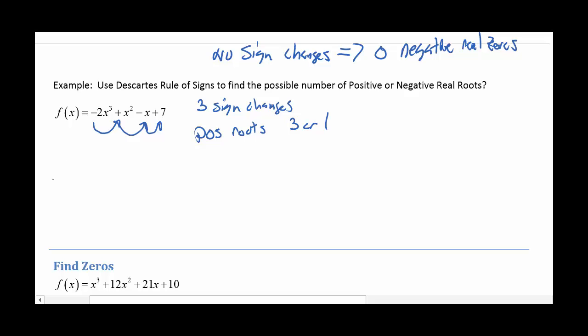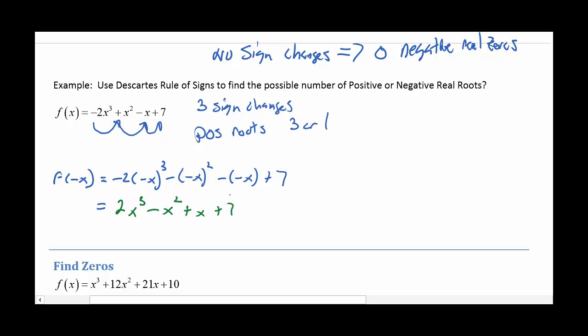Okay. Then we'll look at f of negative x. So we'll evaluate that at negative x there, where all the x's are. Okay, so we'll simplify that. So if I take a negative and I cube it, that means the negative comes out, and a negative times a negative is a positive, so I get positive 2x cubed. That negative x squared is going to become positive, so that minus is still going to be there on the squared term. Negative times a negative is a positive, and then plus 7.